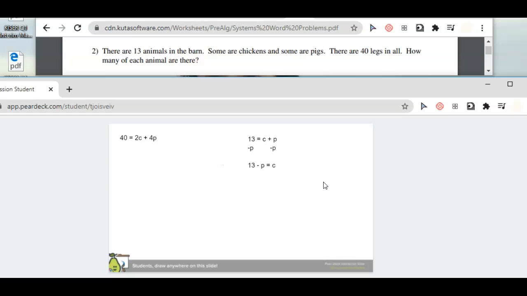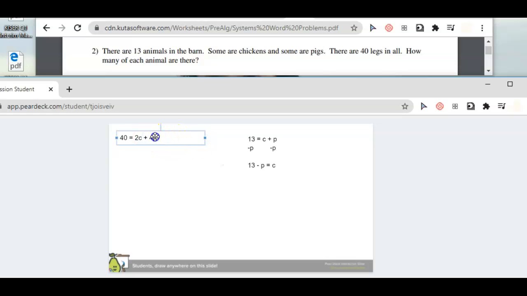Now, why did I rewrite that in a different form? The reason is now I have C, just C, is equal to this, and I am going to use substitution. I'm going to take 13 minus P and put it right there for C, because C is 13 minus P in this system. So I can sub it in right there. So let's come over here to this one. Let me extend this, format a little bit for us.